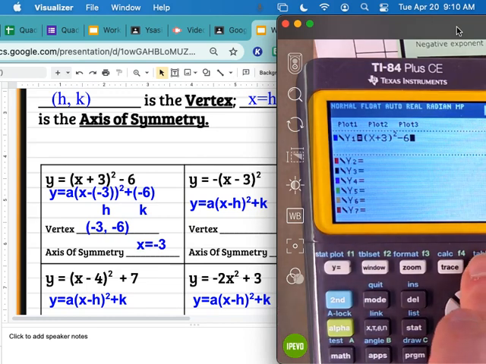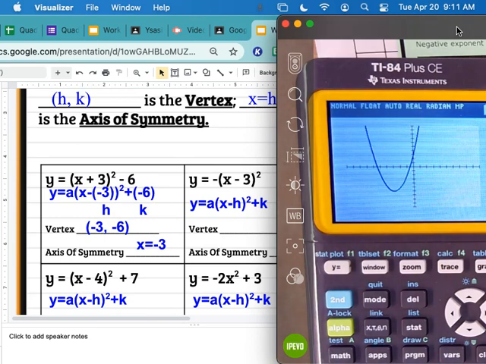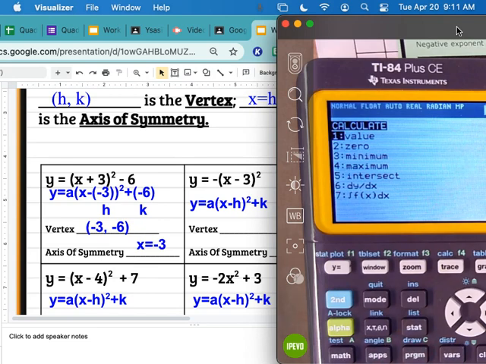Then go to graph and let's look at it. Let's go over the steps of how to find the vertex. Whenever you have your graph and we want to calculate or find something, we go to calculate. So second, trace. We all need to practice this. So get out your calculator and do it.